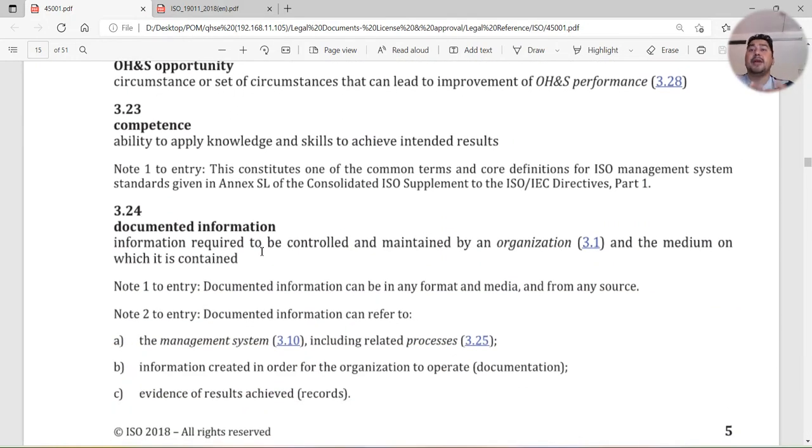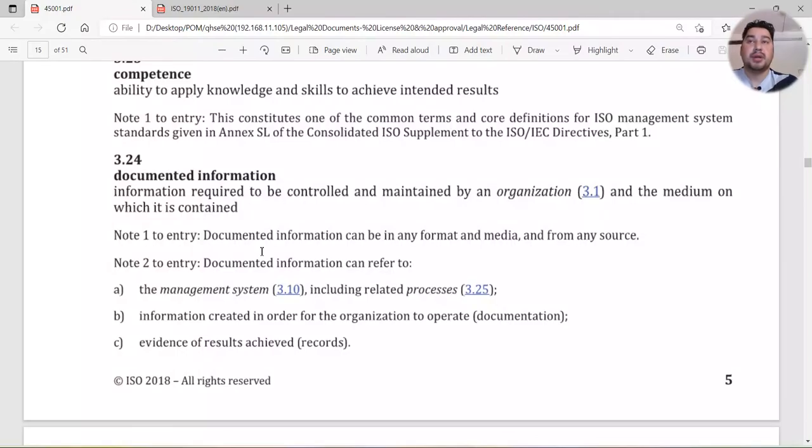Competence means ability to apply knowledge and skills to achieve intended results. Then we have documented information. What is the meaning of documented information? Information required to be controlled and maintained by an organization and the medium on which it is contained. So documented information is any documents which you are managing.